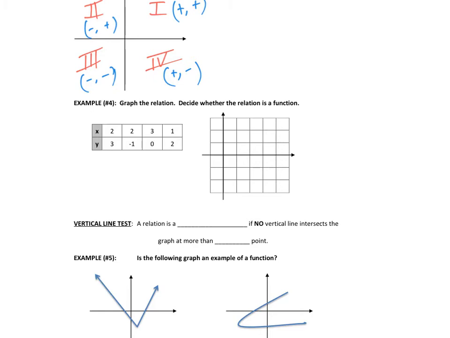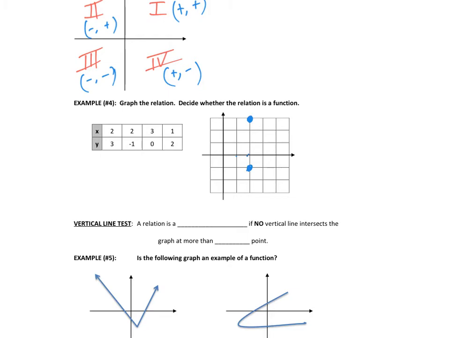Okay, example 4, we're going to graph the relation and decide whether the relation is a function. So if we graph it, the first one, x is 2, y is 3. So we go to the right 2, then up 3. The second one, x is 2, y is negative 1. To the right 2, down 1.